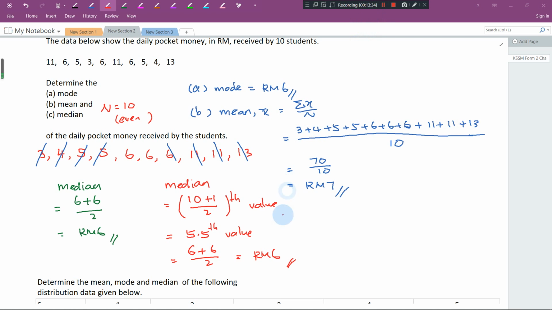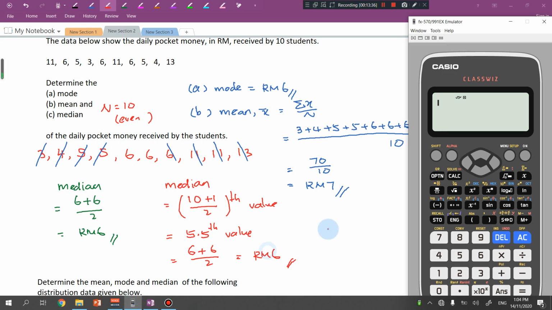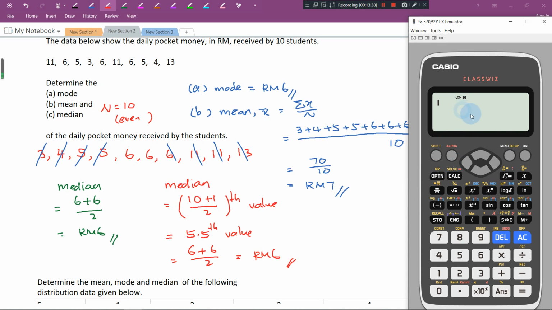You can always check your answers by using a calculator. Okay, now take out your calculator, then you press this button, menu, then you choose the number 6, statistic. Okay, then press equal, one variable. Now you can key in all the data. If you use a calculator to help you, you can key in this set of data before arrange or after arrange. The calculator knows how to get the answer.